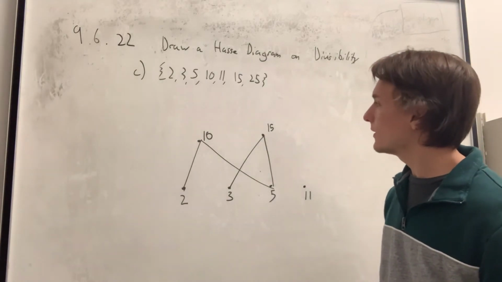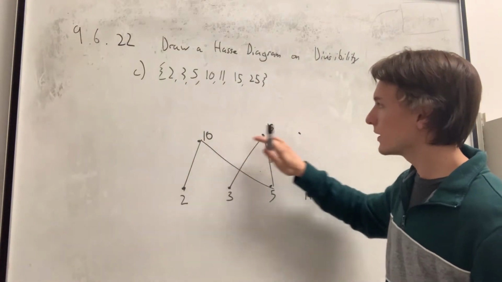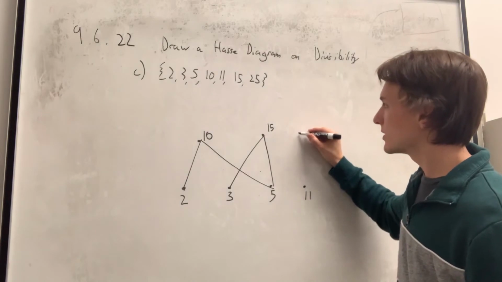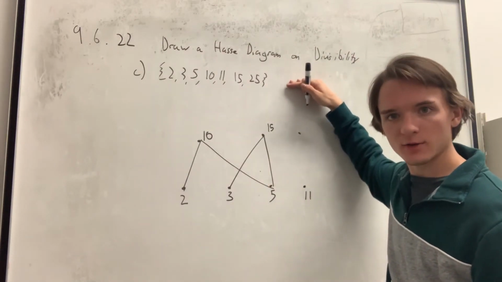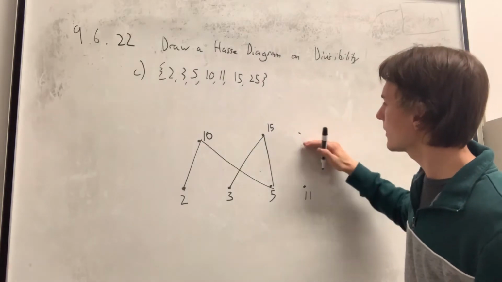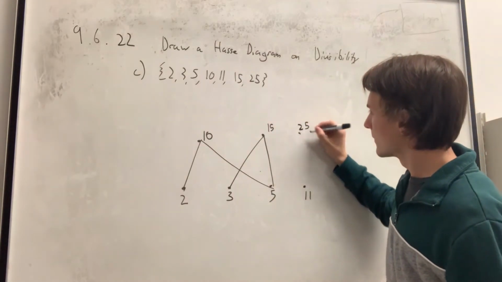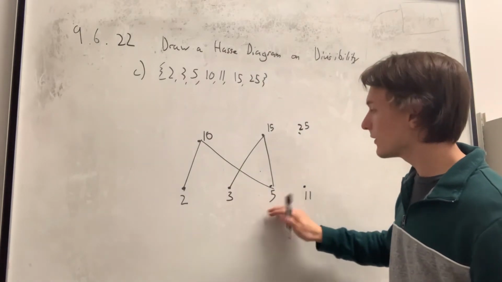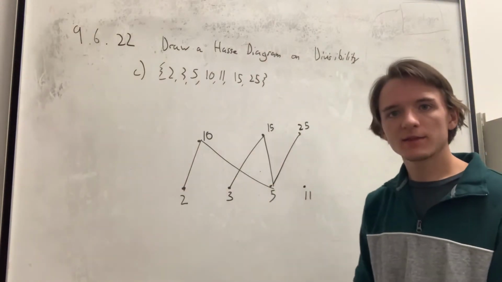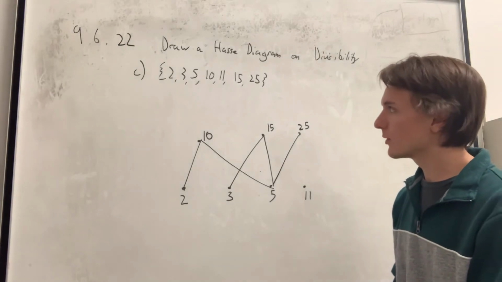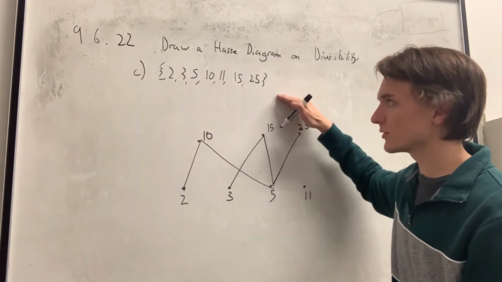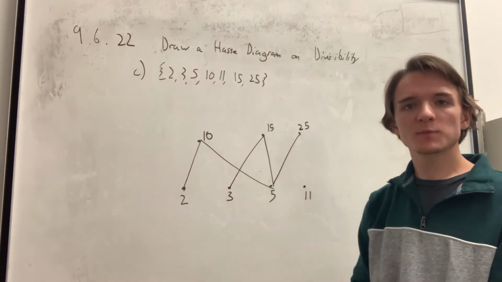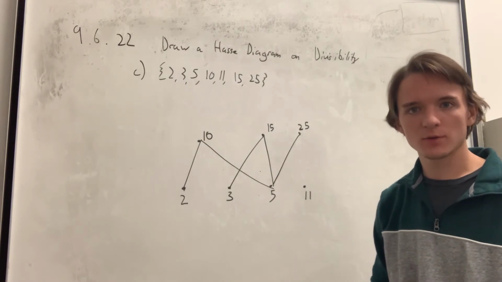Finally, we have 25. 10 and 15 don't divide 25, so 25 is not going to go on a level higher than either of those 2 nodes. 2 does not divide 25. Only 5 divides 25. And there, we're done with our hash diagram. We're done because we have placed all of our values within the set as nodes in our hash diagram, and we've drawn all the relationships possible to represent a partial ordering.